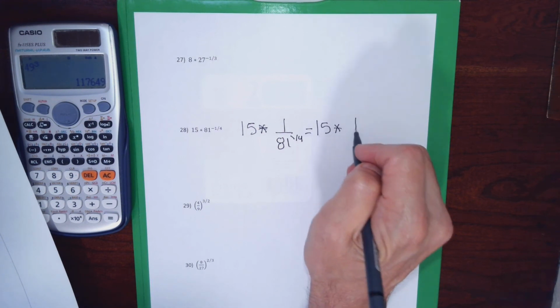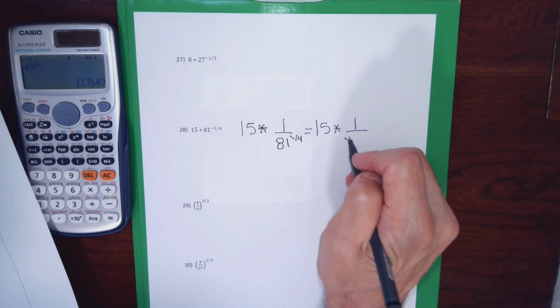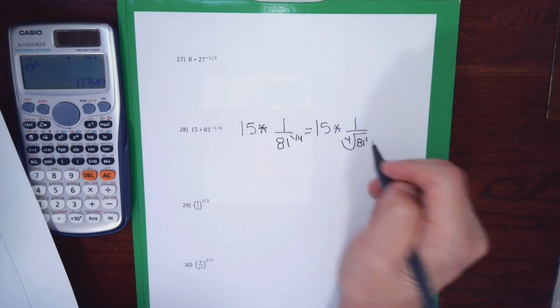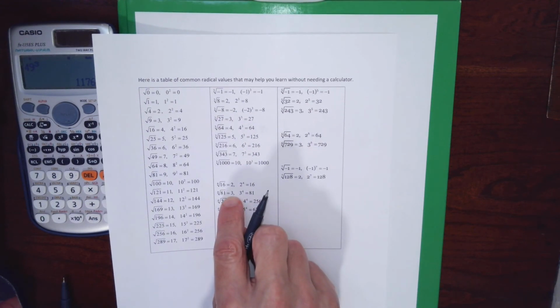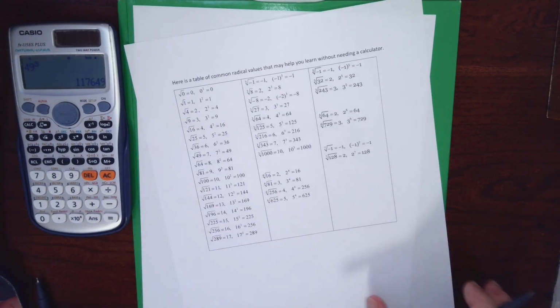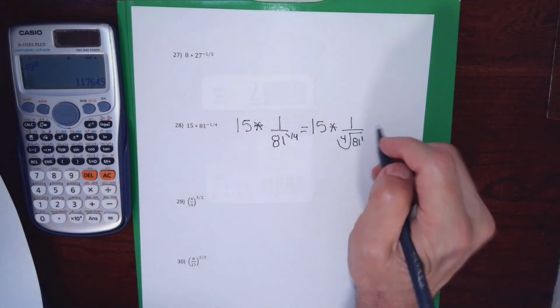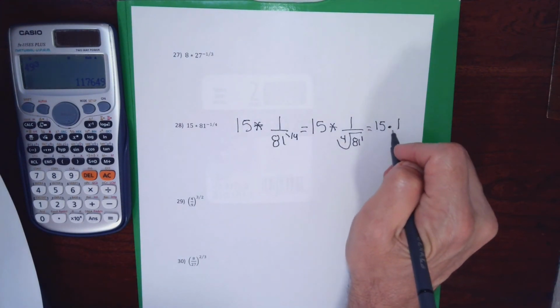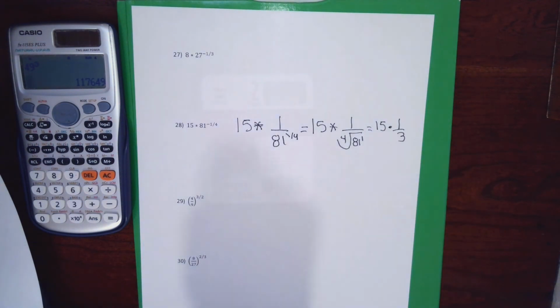Now I'm going to make a radical from the fraction exponent. The radical is going to be the 4th root of 81 to the first, which is really just the 4th root of 81. The 4th root of 81 is 3. So this is going to give me 15 times 1 over 3. The radical reduces to 3.